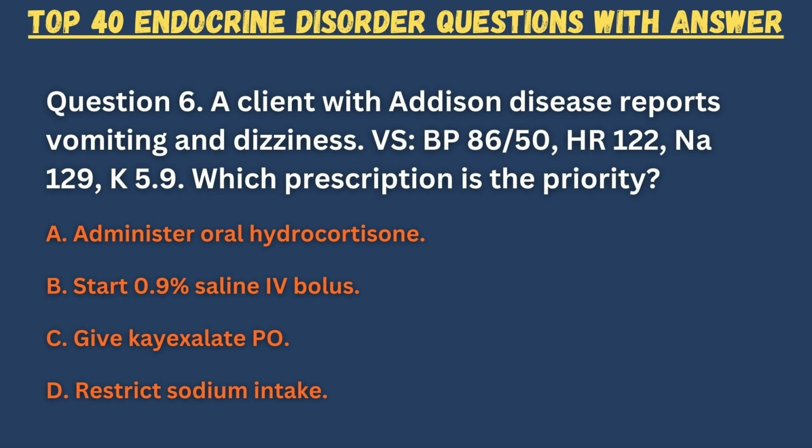A. Administer oral hydrocortisone. B. Start 0.9% saline IV bolus. C. Give potassium orally. D. Restrict sodium intake.